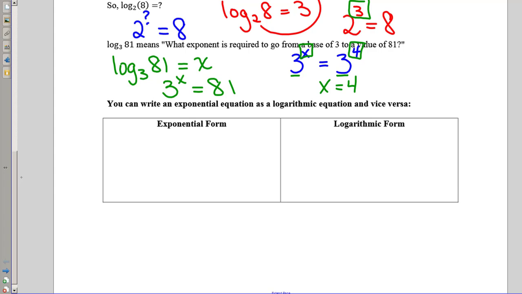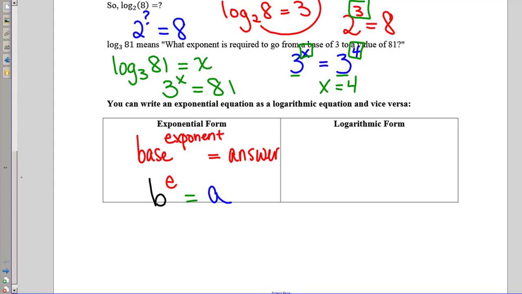So in exponential form, we have the base raised to the exponent equals an answer. So you have base, exponent, equals the answer.